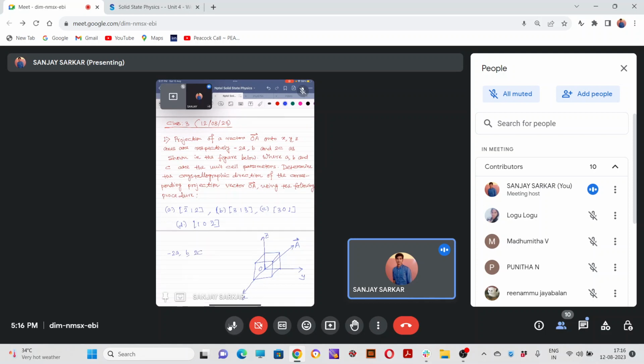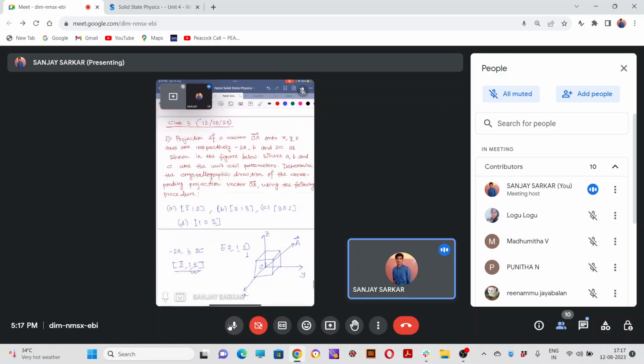What you need to do is write the intercepts in square brackets and find the greatest common divisor. In these cases, minus 2, 1 and 2, the greatest common divisor is 1, so you divide all of them by 1. They will remain the same. For the minus case you need to give it a bar, same as the Miller indices, then 1 and 2. So these are the projections along the x, y and z axes, and the direction indices will be like this.